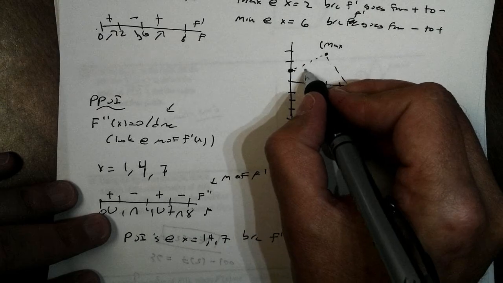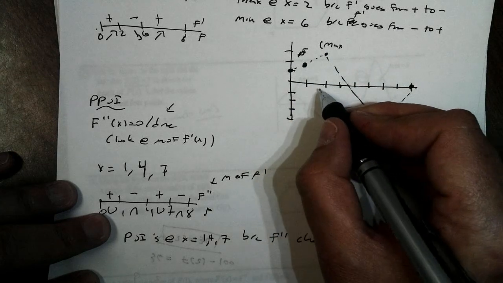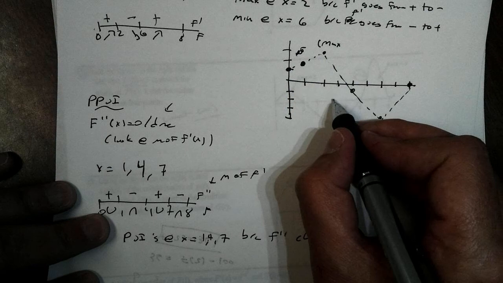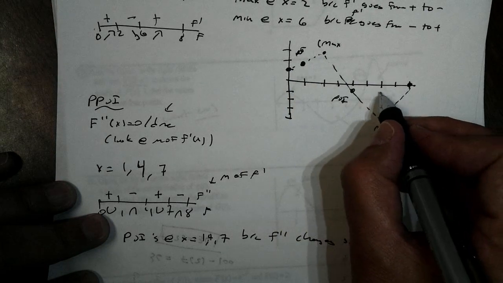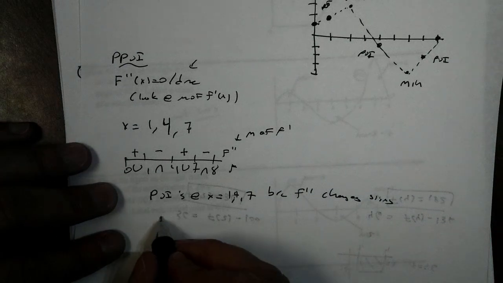So at 1, I'm going to put a POI. At 4, 1, 2, 3, 4, put a POI. That's why I draw that dashed line. Makes it a little bit easier. And at 7, a POI. And now I just need the curvature.